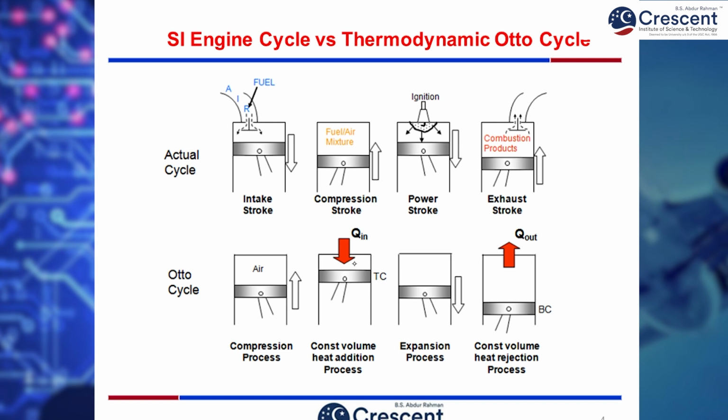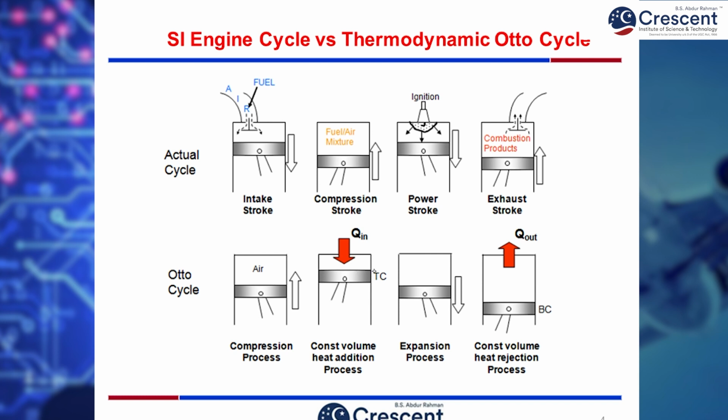That means in the actual cycle, fuel air mixture will be taken. At the end of compression stroke, we will be igniting it with a spark plug. So, combustion will be taking place. In the air standard cycle analysis, no combustion is considered. So, we will assume heat is added at constant volume.